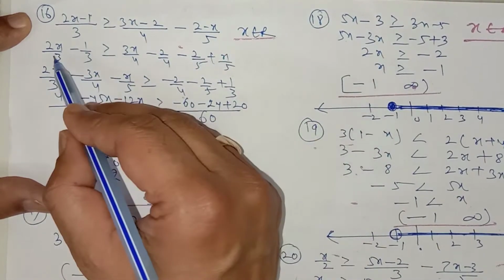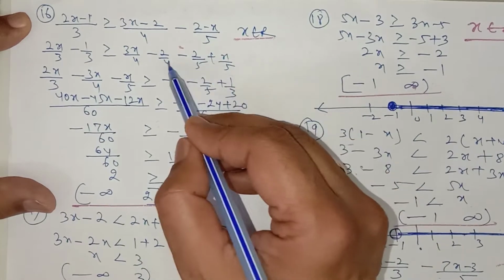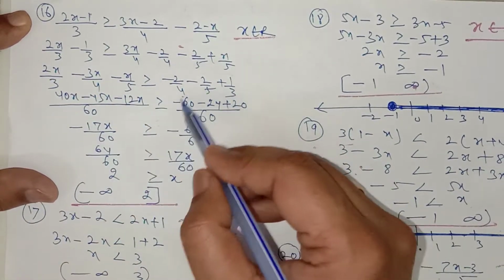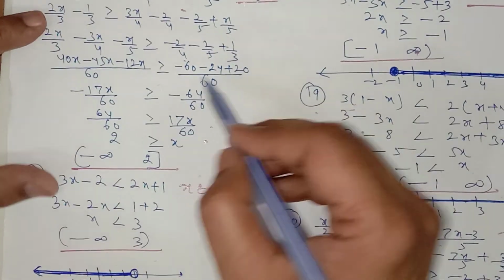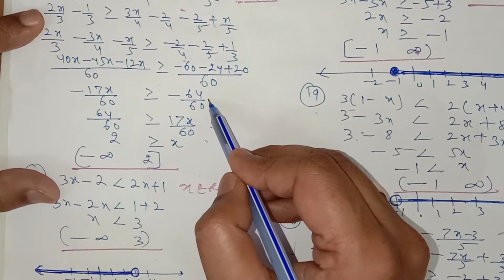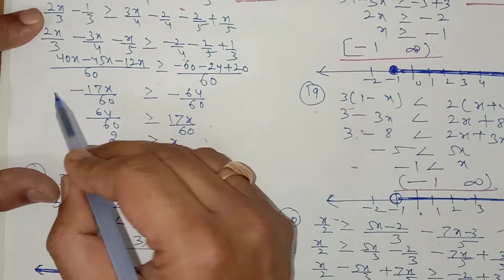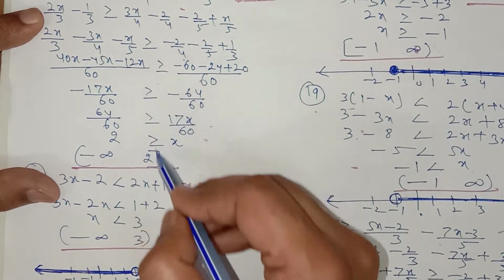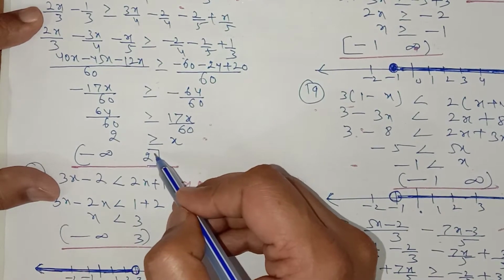Taking the variable to the same side, this and this to the same side, this and this to the right hand side. Taking the LCM, simplify. You know how to simplify. Both terms are negative, so how do you make it positive? Take this to the left hand side and make it positive. Take this to the right hand side, make it positive without disturbing the inequality sign. This is the method you have to do.